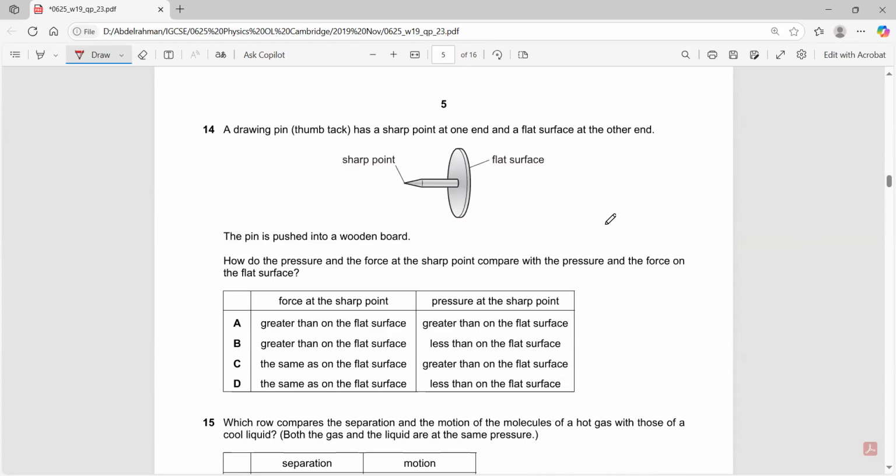A drawing pin has a sharp point at one end and a flat surface on the other end. How do the pressure and the force compare? The force at the sharp point, would it be greater? No, actually it would be the same. Why would it be the same? Because it's the same object. You have the same force being applied. But the pressure differs. Why does the pressure differ? Because of the surface area. So the pressure would be greater at the sharp point because of the area. As you decrease the area, the pressure increases.